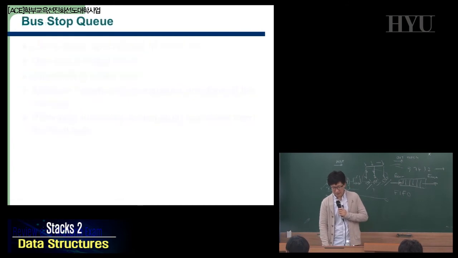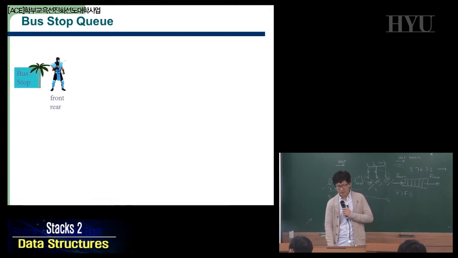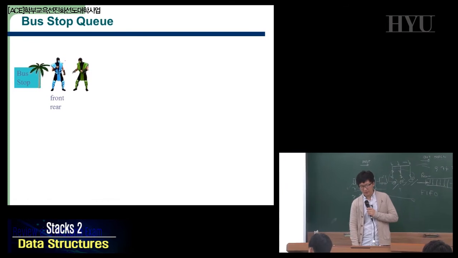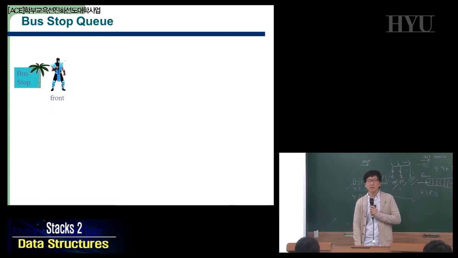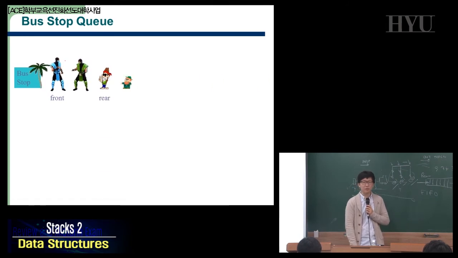So, a very dumb example, I don't know why I have this here. Bus stop, front, rear. Because it's not my animation, I don't choose to do this. So when you have one person in a queue, front, rear, same. Another one comes in, rear changes to the next one. Another one comes in, rear is now the sky. Again, I didn't do this.